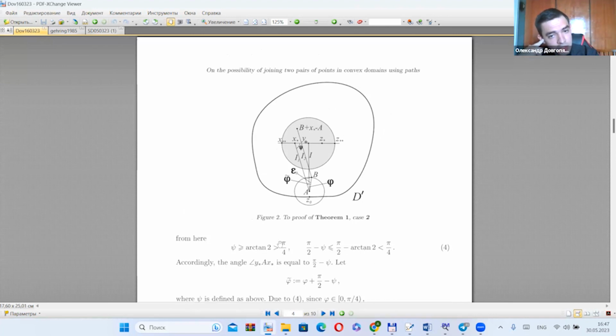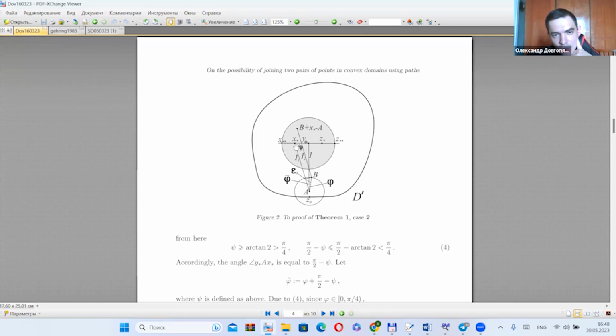Now we will talk about case 2, when we have a small angle, such an angle that's less than pi divided by 4. We will draw an orthogonal to A y star, and we will denote by X double star and Z double star the points of intersection of this orthogonal with the boundary of our circle. We will also denote X0 and Z0 as the middle of this segment, and we will join point A with point X0.